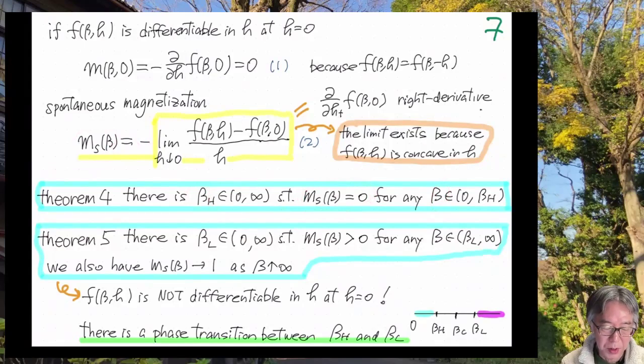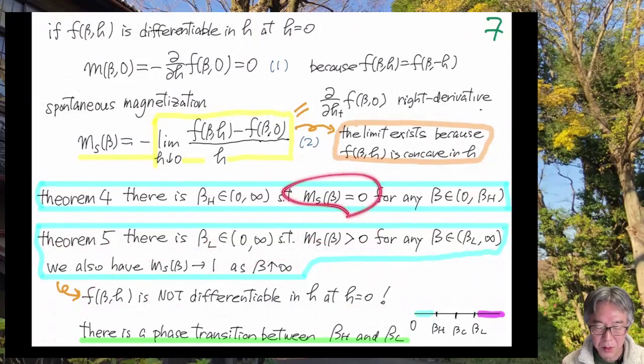And then this is the opposite thing. Theorem 5 says that there is beta_L, which means low temperature, and for any beta larger than beta_L, this spontaneous magnetization is strictly positive. And we also see that this spontaneous magnetization approaches 1 as beta goes to infinity. So this is a zero temperature limit. And so this establishes that this free energy density is non-differentiable in H at H equals 0.